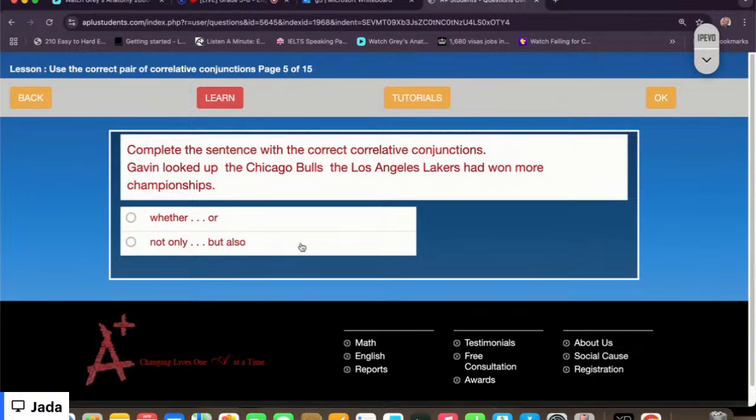Gavin looked up whether the Chicago Bulls or the Los Angeles Lakers had won more championships. Whether the Chicago or the Los Angeles Lakers had won. So whether or, not only but also.